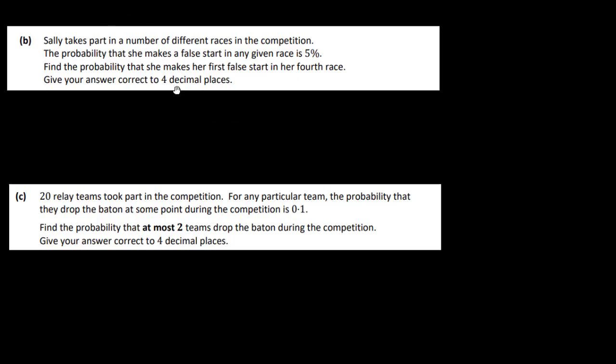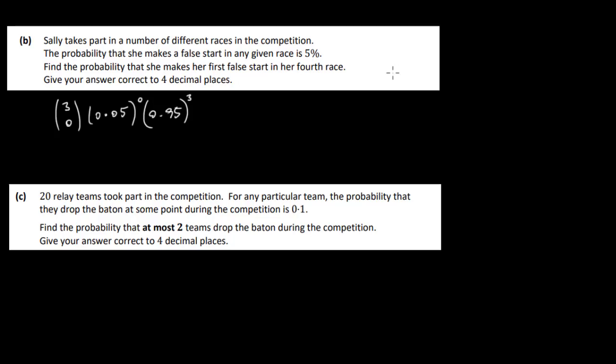So what we're going to do here really is just look at the first 3 and then the fourth one separately. So let's have a look at the first 3 races. It's going to be 3 choose 0. So this is where she has no false start, and that's going to be 0.05 to the power of 0, 0.95 to the power of 3 minus 0, which is 3.